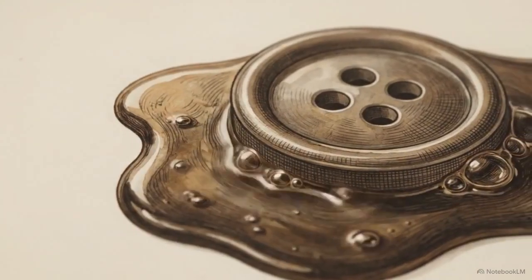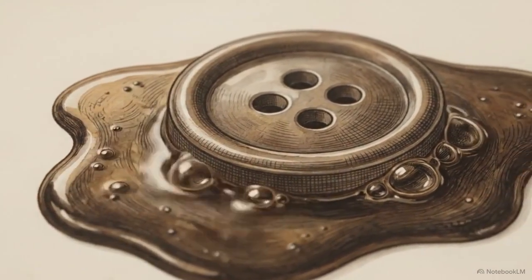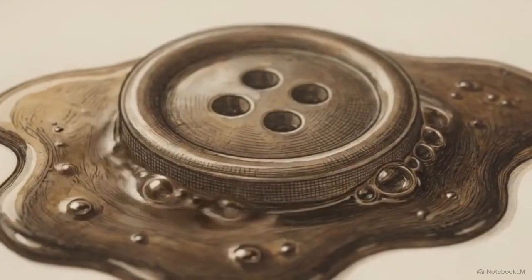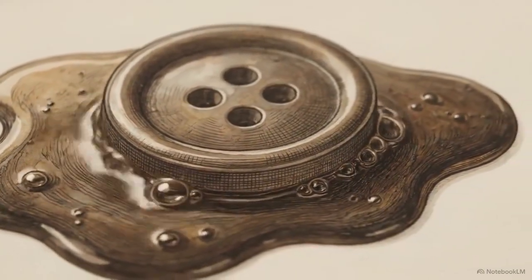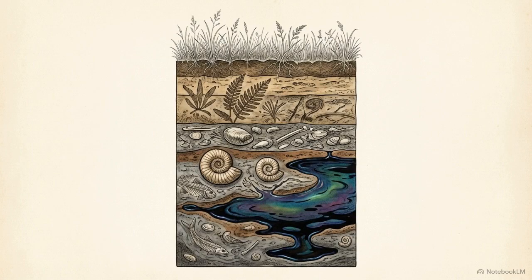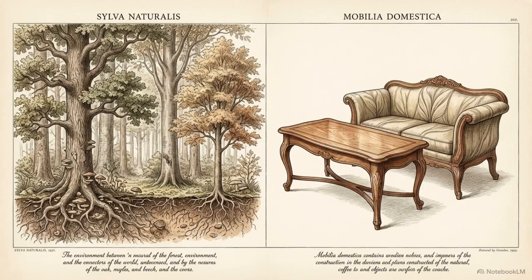Look at a simple object, like a plastic button on your shirt. If you trace it backward, past the factory and the refinery, it eventually leads right back to the Earth, specifically to ancient fossilized organic matter. Nothing we use is truly artificial. Every physical object in our lives originates from a specific part of the natural environment.